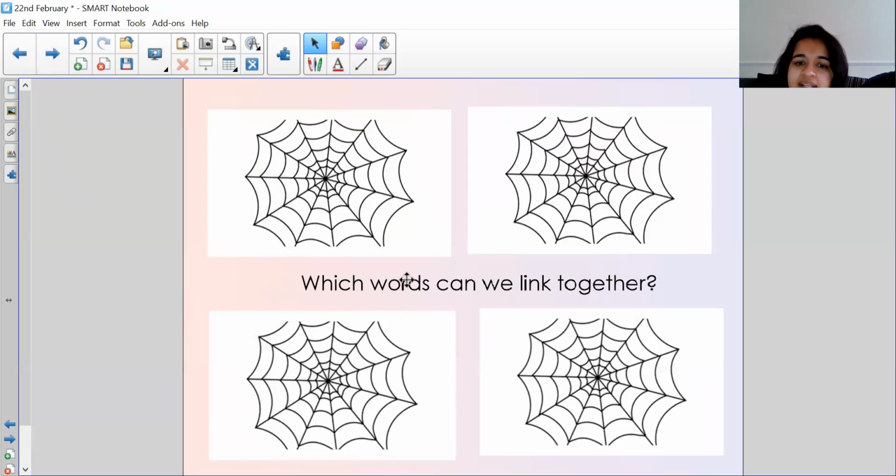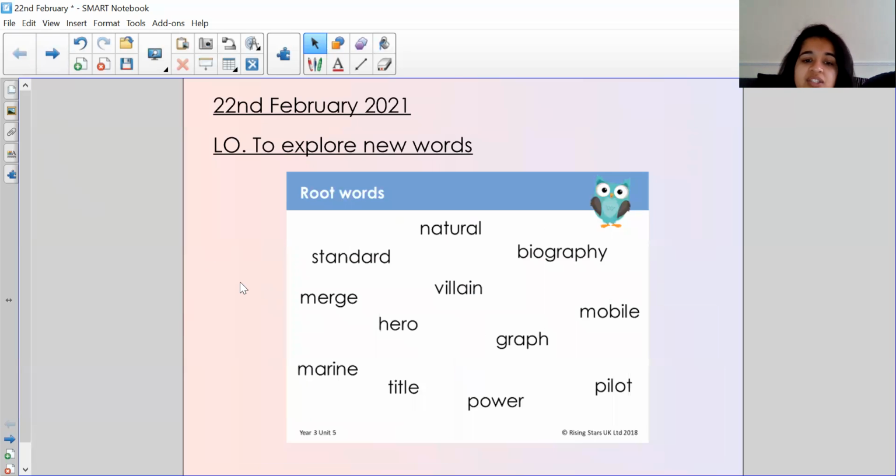So here we've got a little bit of a word web, okay? And in this web, in this mind map, can you link any words together? Now, you don't have to do this on any sheet of paper or anything. You just need to think about it. Which words from what we have just read can you link together? So maybe they have the same meaning, maybe they sound the same. Which words can you link together?